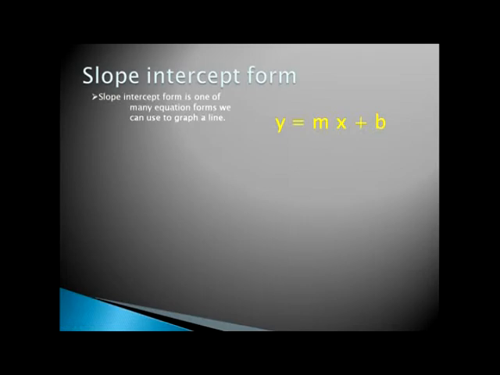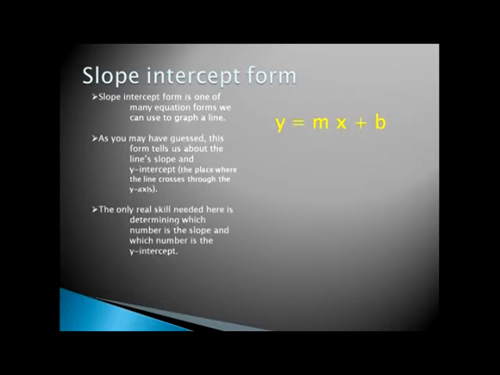There are many ways to write the equation of a line. Slope-intercept form is just one of them. The general form is shown here. y equals mx plus b. The information we get from this form is in the name slope-intercept. So the equation tells us about the slope and the y-intercept of a line.